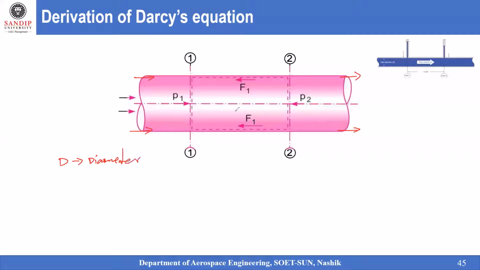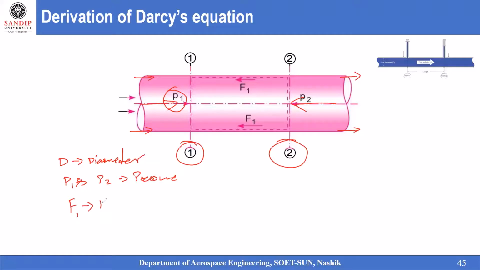P1 and P2 are the pressures at the entry of section 1 and at section 2. In between, the pressures are being balanced between point 1 and point 2. P1 and P2 represent the pressure inside the pipe, and F1 is the frictional resistance force acting inside the pipe.